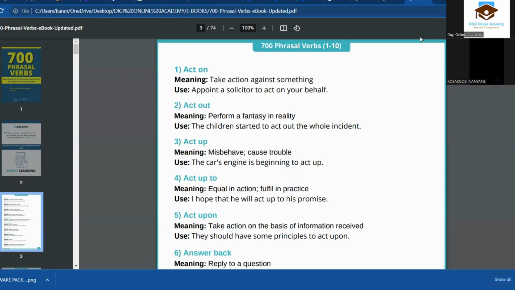Next one is act upon. Now, this is very much suitable to your current job, right? It means to take action on the basis of information received. So, when you get information, you take action on it, right? From your office? Yes. So, the use is they should have some principles to act upon. This is a simpler sentence, but I want you to make a sentence on act upon.